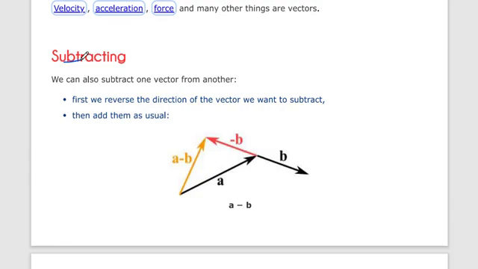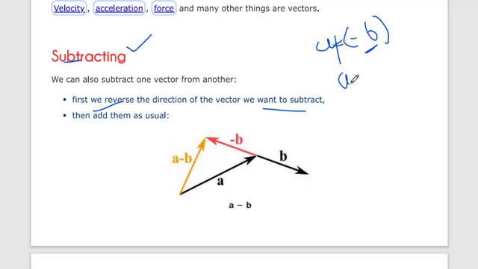Also, subtraction is the same as addition. So what is the rule in vector subtraction? First we reverse the direction of the vector we want to subtract. Okay, so if we want to subtract a minus b, what will we do? We get the reverse of the b vector and then we add these two vectors.